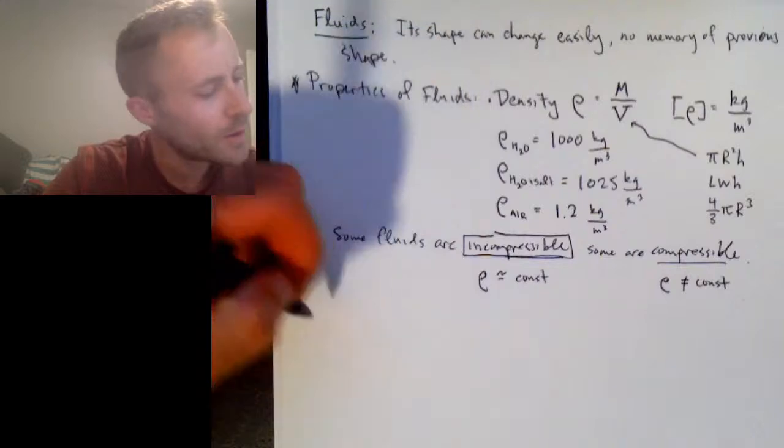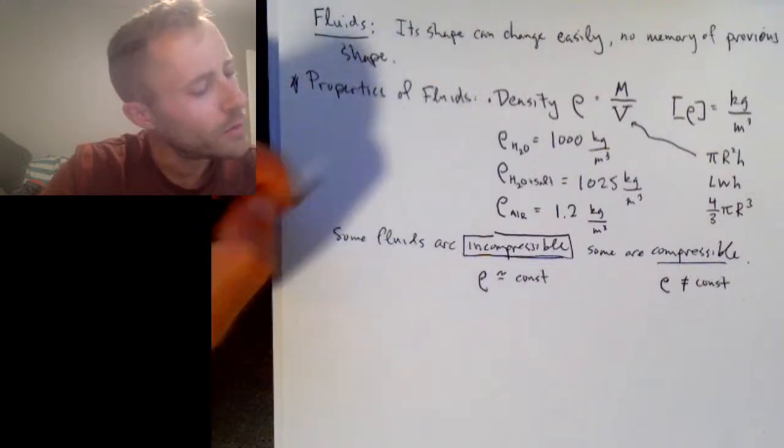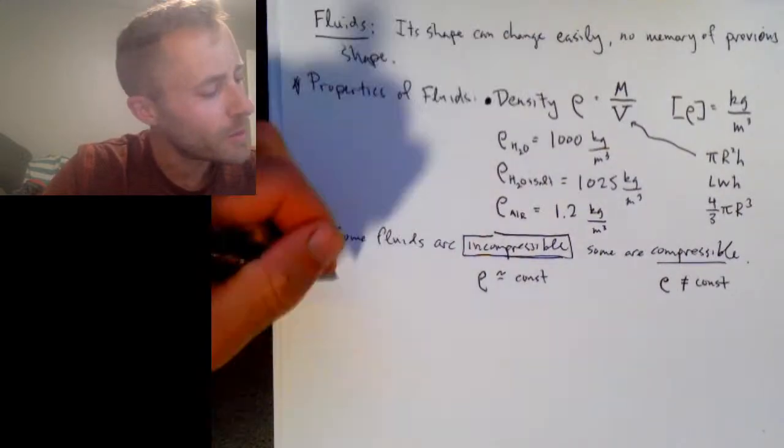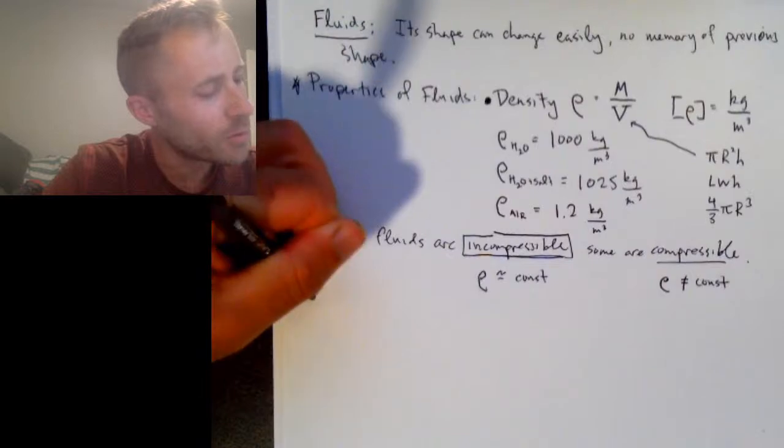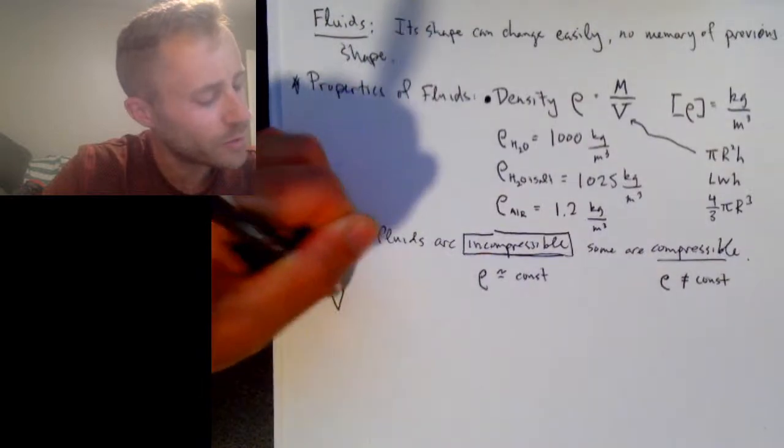So, density is an important property. Another important property is what is called viscosity.